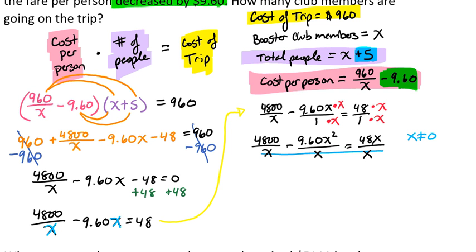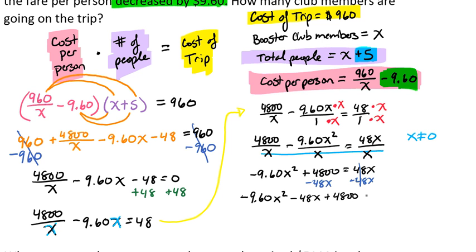Then I'm going to rewrite this a little bit. I'm going to get a negative 9.60x squared plus 4,800 equals 48x. Then we're going to move the 48x over to this side so everything's on the same side. And I'm going to have a negative 9.60x squared minus 48x plus 4,800 equals 0. And we're just trying to solve for x here.